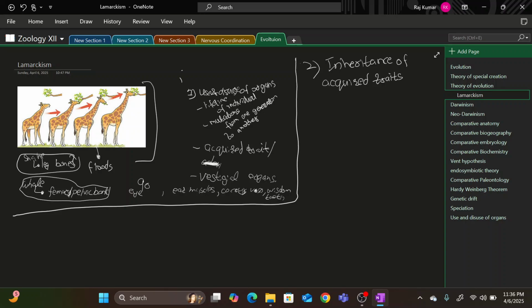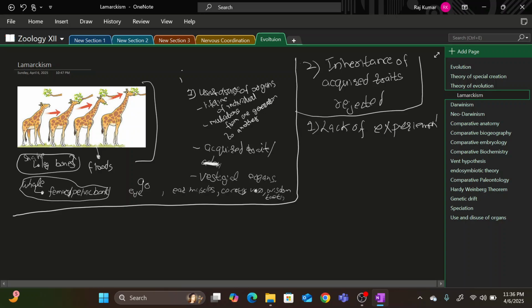Inheritance of acquired traits. Basically, the traits which were acquired were named the acquired traits, and the inheritance of these acquired traits happened from one generation to another, which was told by Lamarck. But this theory was purely rejected, number one because of lack of experimentation. Because of no experimental proof, this theory was rejected.